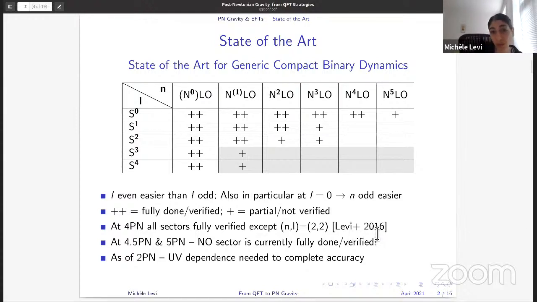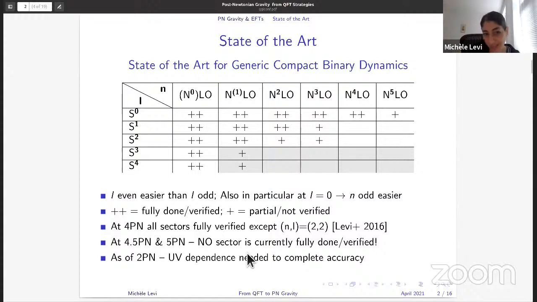And apart from that, essentially, I would say that the community moved on, or most of the groups which are engaged with really pushing the state of the art, the precision frontier, are working on attacking the 4.5PN and the 5PN, which are approached at several degrees, and where no sector is currently fully done and verified.